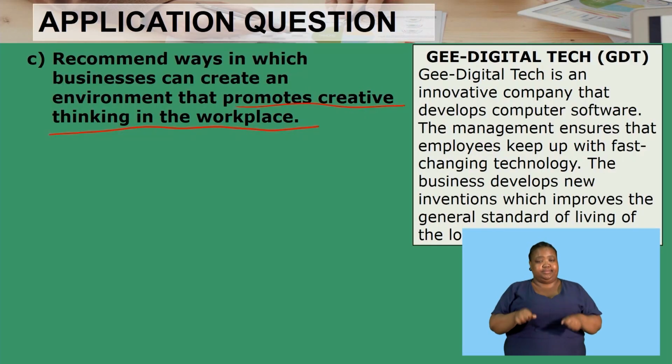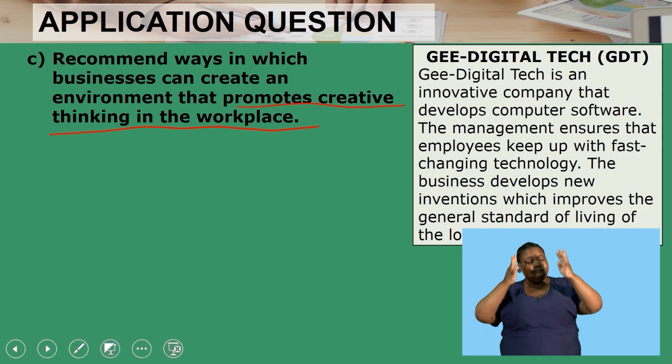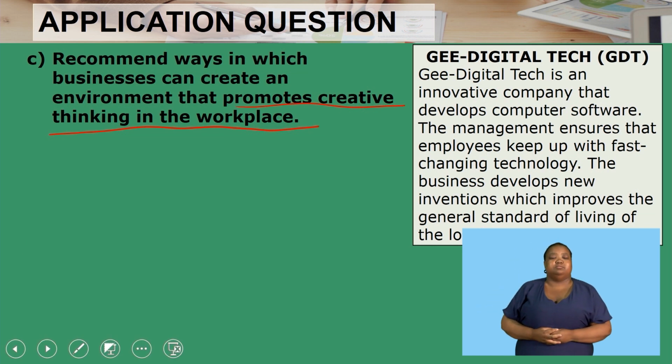Do you understand? So what are those things that can be done? Recommend those ways. So you need to come up with the ways. What are those ways that we can use to ensure that, or that promotes creative thinking in the workplace? Right, let's start. Recommend those ways.